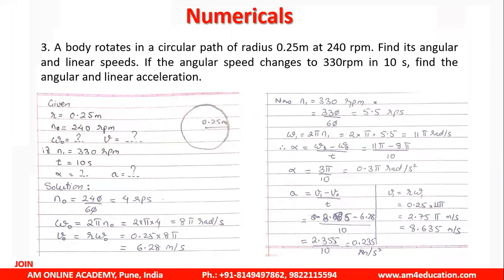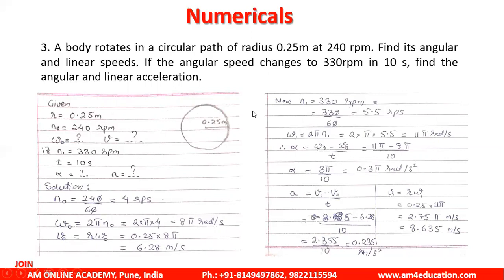A body rotates in a circular path of radius 0.25 meter. The radius is here, see the figure, 0.25 meter at 240 RPM. 240 RPM is rotation per minute or revolution per minute. Find its angular and linear speed. Further, if the angular speed changes to 330 RPM in 10 seconds, find the angular and linear acceleration.